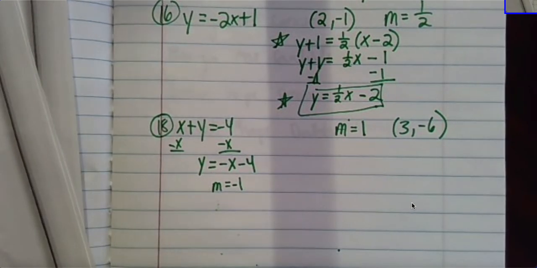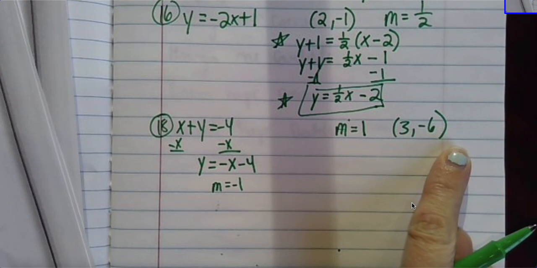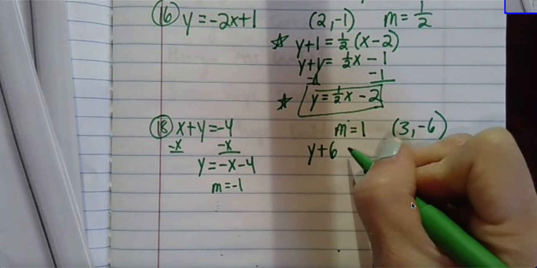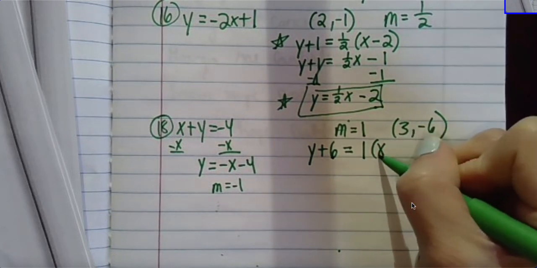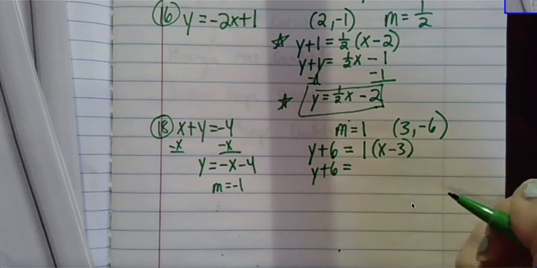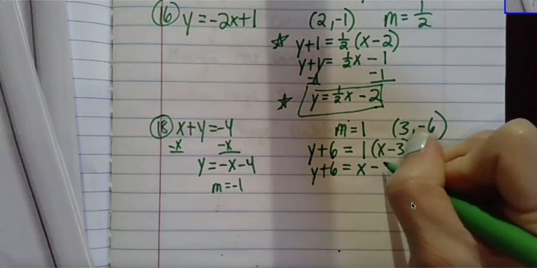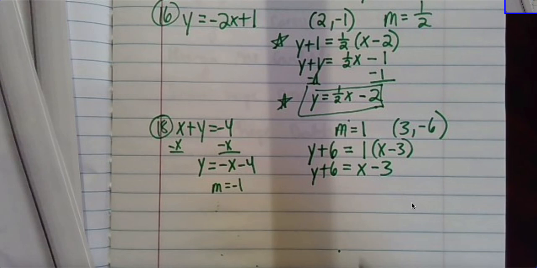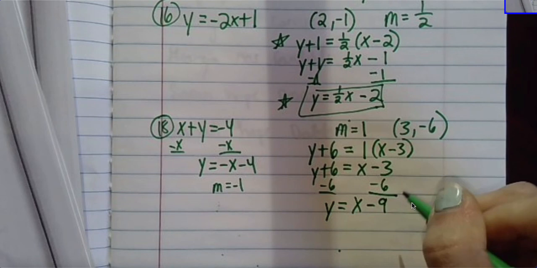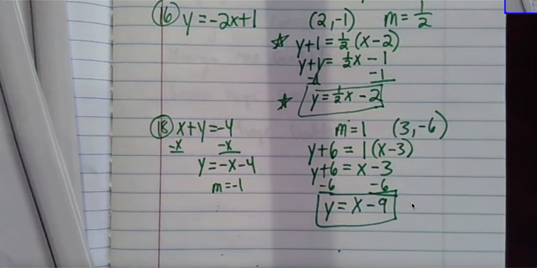So I would write, now my slope and my point, y plus 6 equals my slope times x minus 3. Then distribute and move my 6. Well, it's easy to distribute a 1, because 1 times x is x, and 1 times negative 3 is negative 3. Now I'm going to subtract 6 from both sides, and I get x minus 9. That is my new equation. That's what I'm trying to find. So y equals x minus 9.